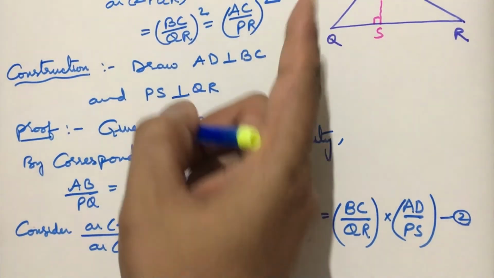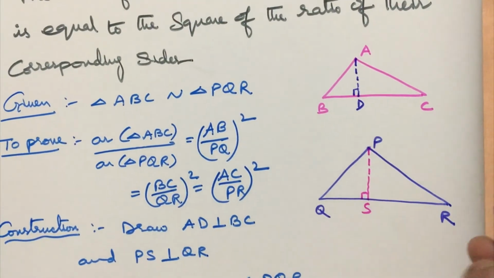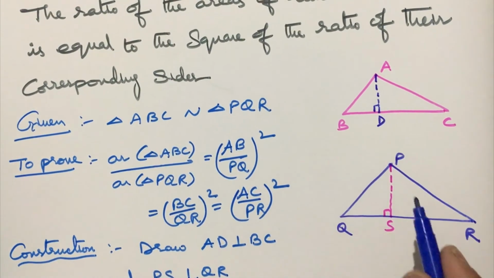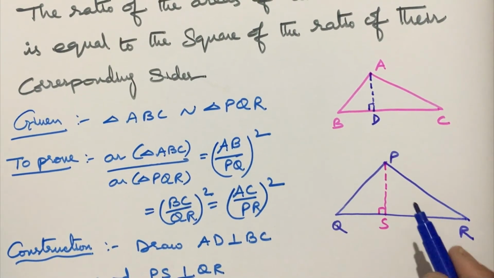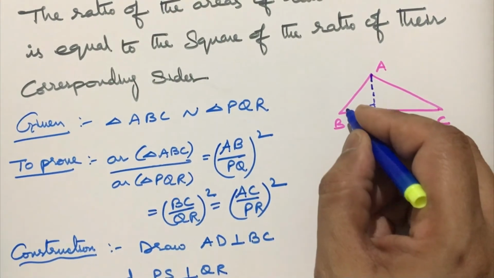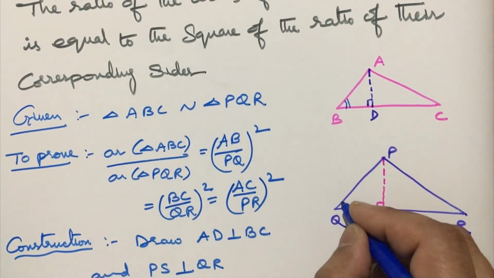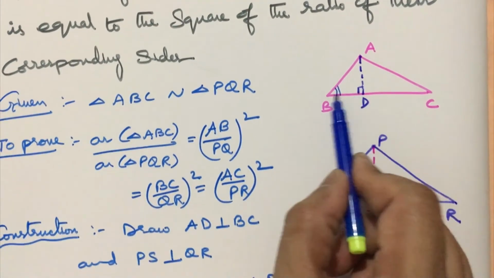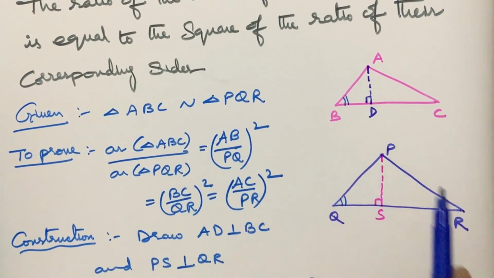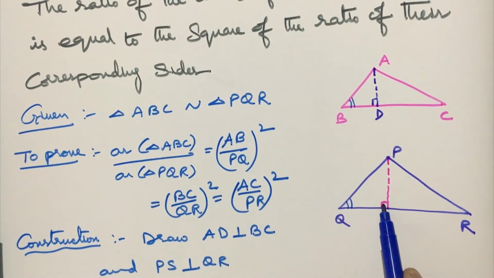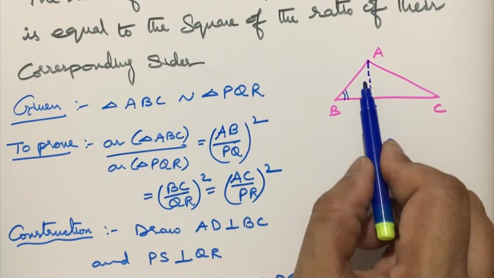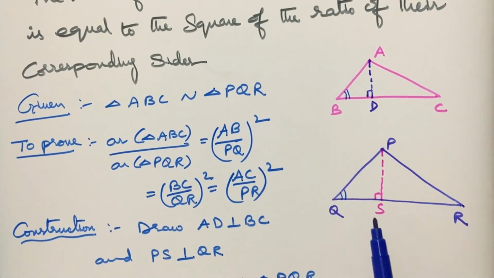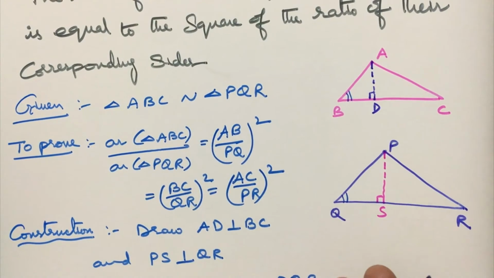Now compare these two triangles. In triangle ABC and triangle PQR, as these two triangles are similar to each other, you can say that angle B is equal to angle Q. Here we observe that angle ADB is 90 degrees, and in triangle PSQ this is 90. So in triangles ADB and PSQ, two angles are equal. So you can use the AA similarity.